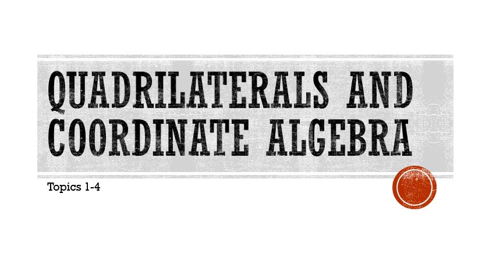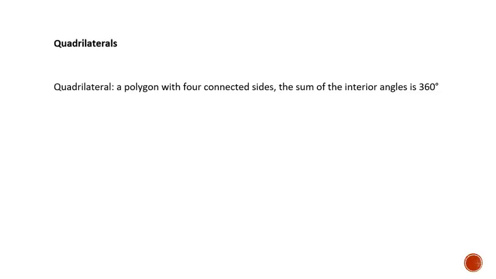This next unit will be talking about quadrilaterals and coordinate algebra. This particular unit in PowerPoint will cover topics 1 through 4 for the topics you will see on Edgenuity. So a quadrilateral is a polygon with 4 connected sides. The sum of the interior angles is 360 degrees.